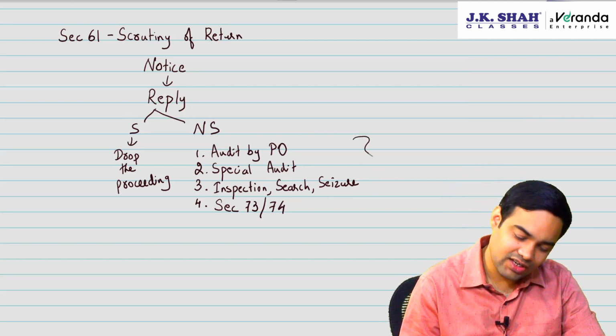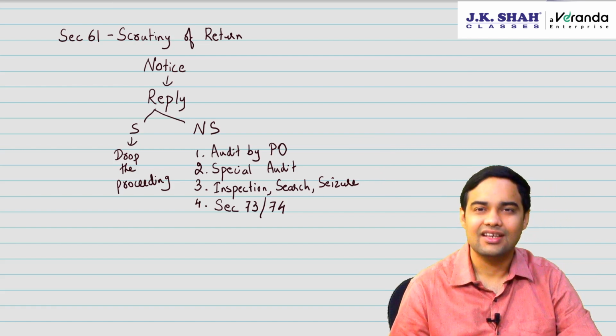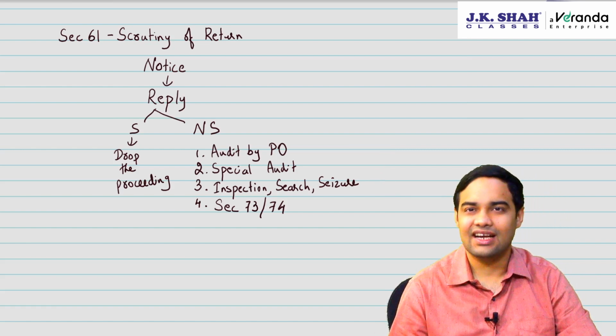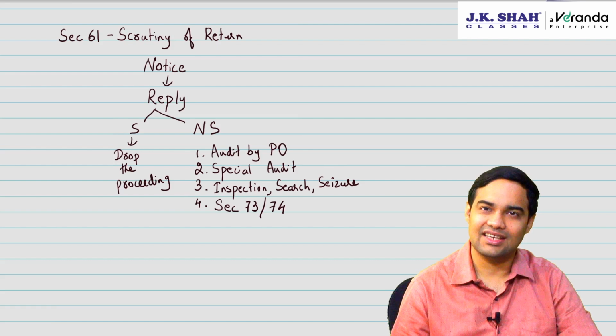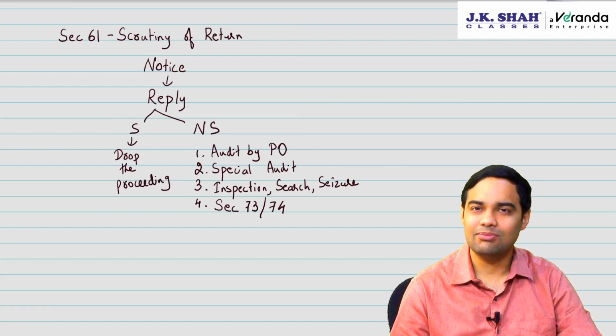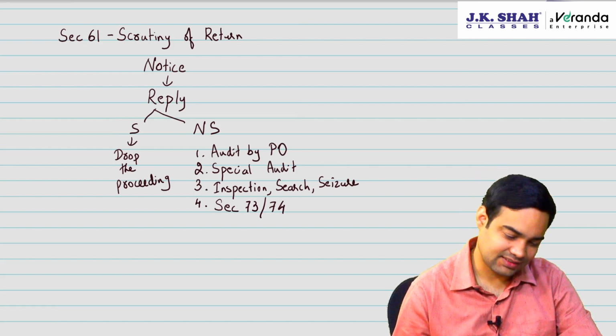If without doing 1, 2, 3, he is clear with 73, 74, then directly he can take an action under 73 and 74. So this is how the process works for scrutiny of returns.